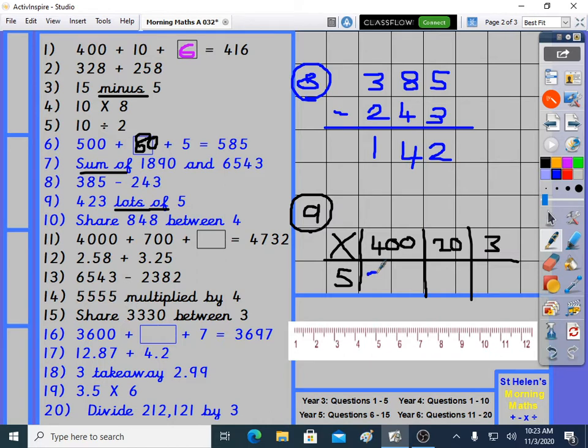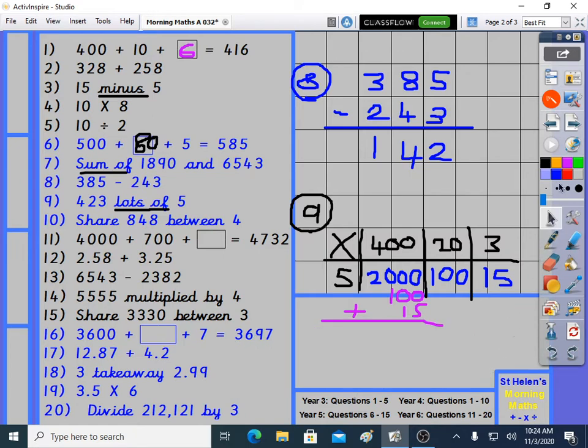So 4 times 5 is 20. Place 2 zeros. 5 times 2 is 10. Place 1 zero. 5 times 3 is 15. So we have 3 answers which we'll have to add up at the end. 2,115 is what it's going to be. I'll do the adding up though. I'll start with the 2,000. I'll add on the 100 and the 15. Because you have to add up your 3 blue answers at the end. And let's see what we get. Just check that I get what I thought it was. So 5, 1, 1, 2. 2,115 is our answer. And next is question 10.